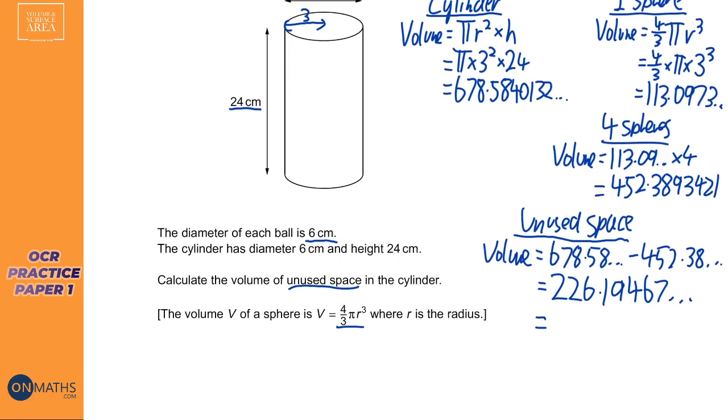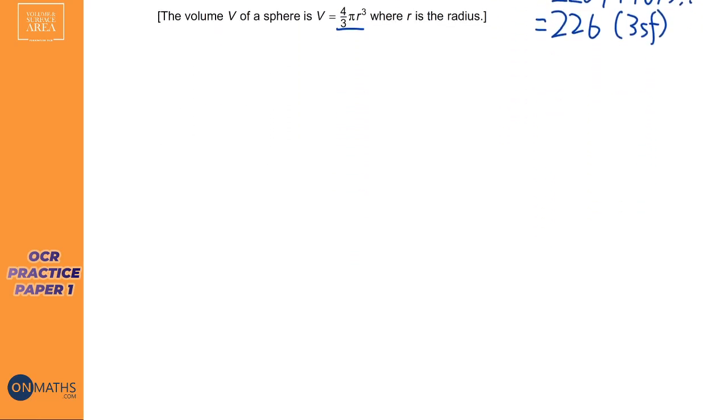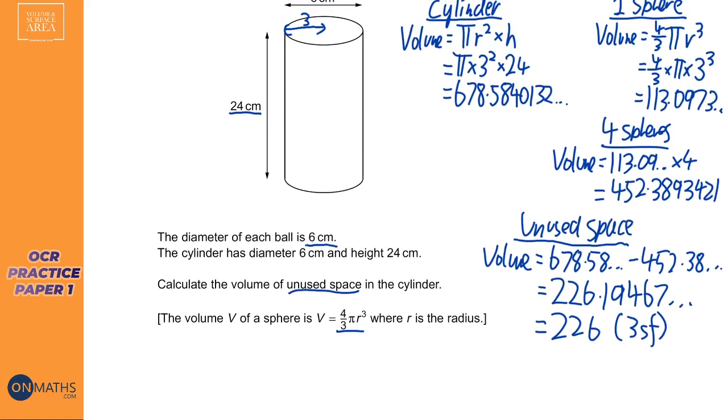Next we need to figure out what we're going to round it to, and I think 3 significant figures would be more than enough. So just the first 3 numbers, so 226. You could have left it in terms of pi, and basically for each of these just have them in terms of pi and then take them away, and your answer would be in terms of pi. And since it doesn't ask you to round it or anything in the question, that would be more than acceptable.